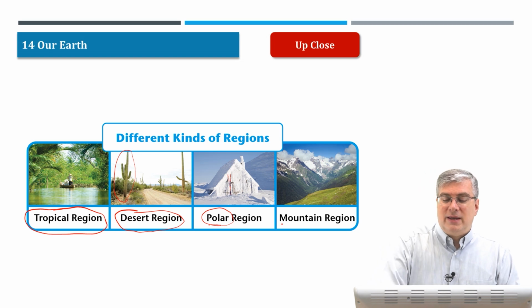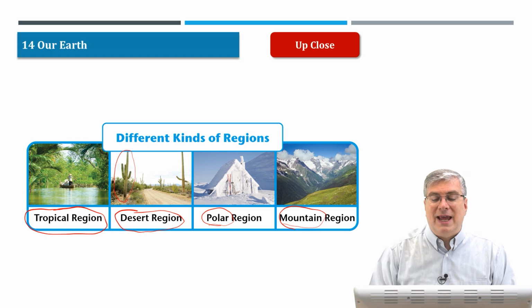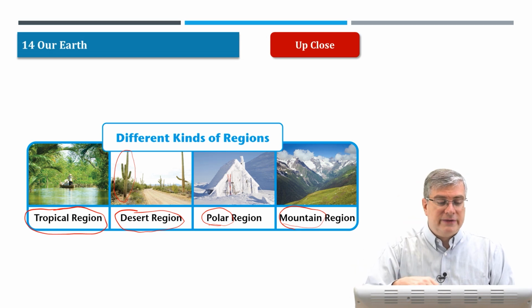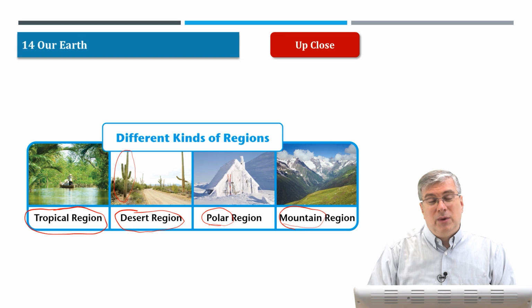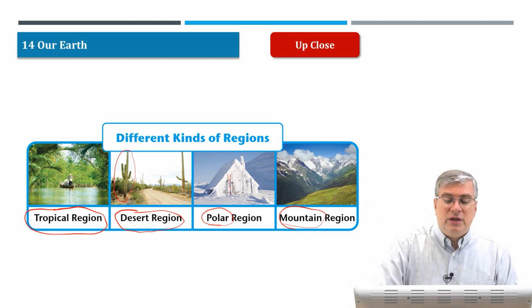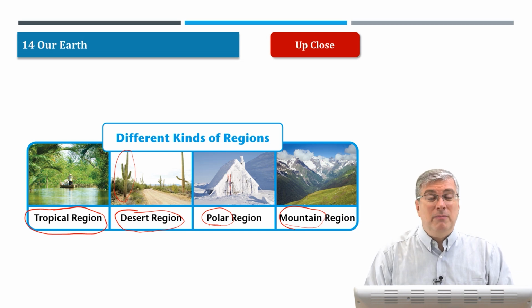Also, we could say there's a mountain region, right? So it's not just climates, it could also be landforms, mountains, valleys. Well, desert is usually flat, but you could have deserts high up in the mountains too. But a mountain region is just an area characterized by many mountains.